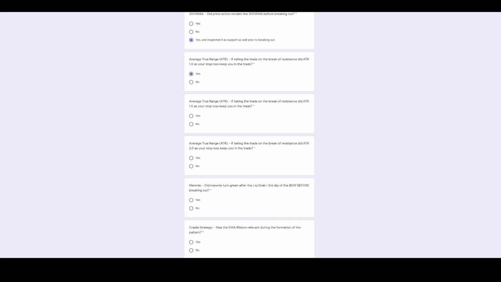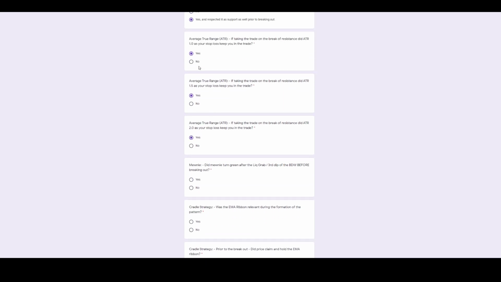Sweet. Because 1 was respected, that means 1.5 and 2 were as well, just like the previous fractals we've just done. However, if 1 wasn't respected, then maybe 1.5 was, right?